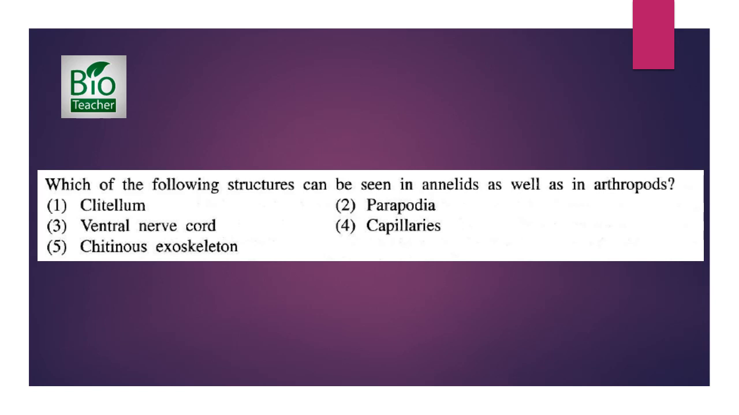Parapodia is a structure which is present in annelids, especially marine annelids such as Nereis is having parapodia. Ventral nerve cord is common for both annelids and arthropods. Ventral nerve cords are found in other animal phyla except chordates. Chordates are having dorsal nerve cord. Capillaries are present in annelids, not in arthropods. Arthropods are having blood vessels directly joined with sinuses instead of having capillaries. Chitinous exoskeleton is present only in arthropods.